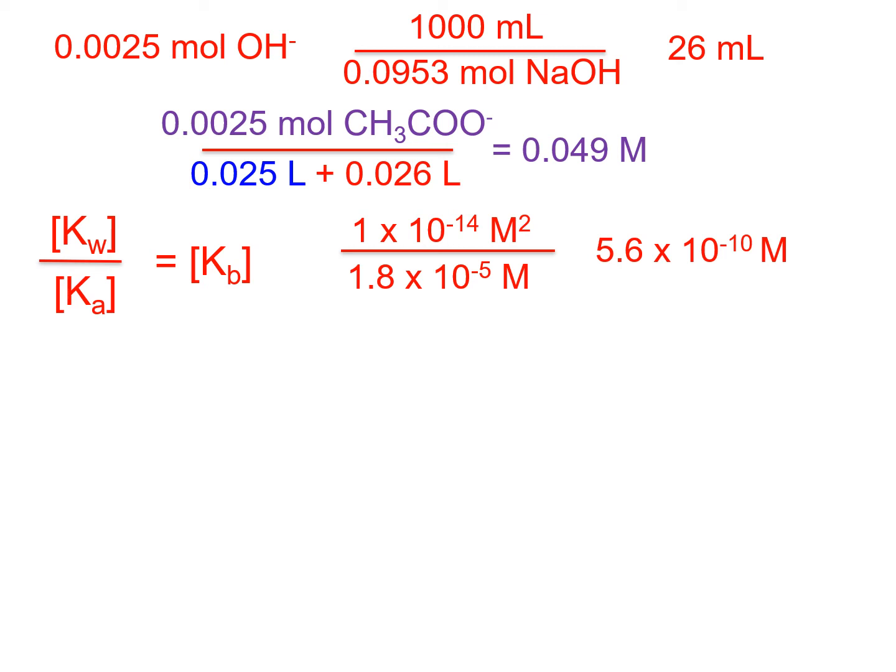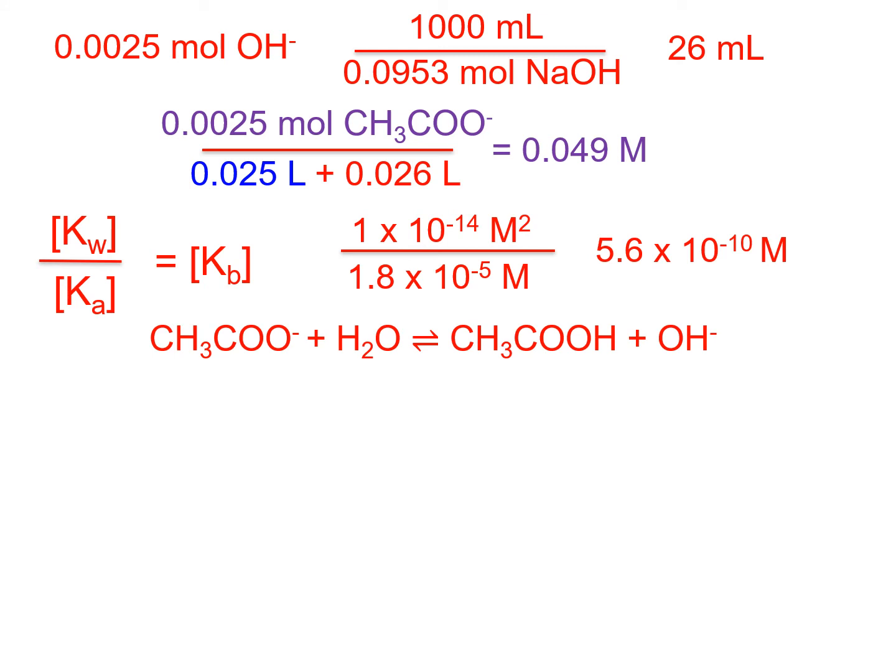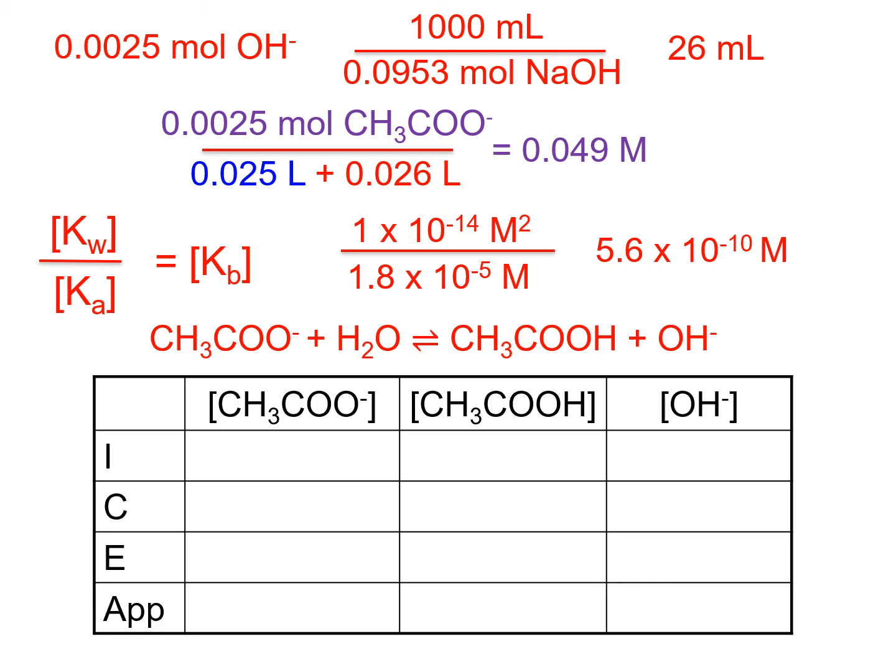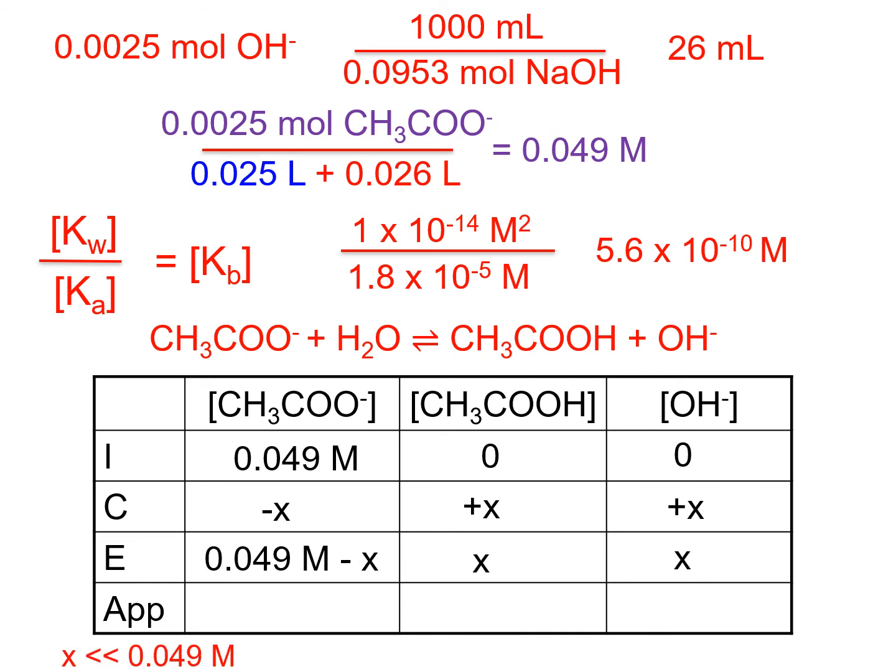I now have the molarity. I can go ahead and write my reaction, standard base template, with my acetate ion reacting with water, yielding my acetic acid and hydroxide. I can go ahead and create my ice table. I have my concentration of my weak base. I know that I have 0 molarity of both my acetic acid and my hydroxide. I'm increasing, going towards the products. I know that because my Kb is so small, I can try to use my approximation.